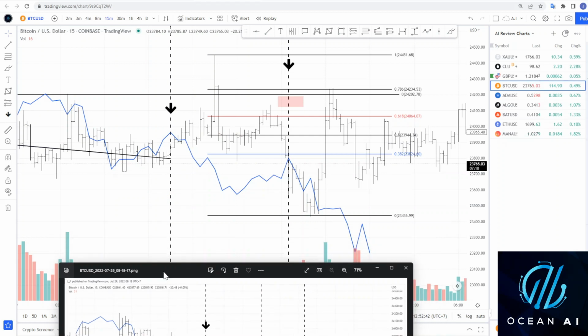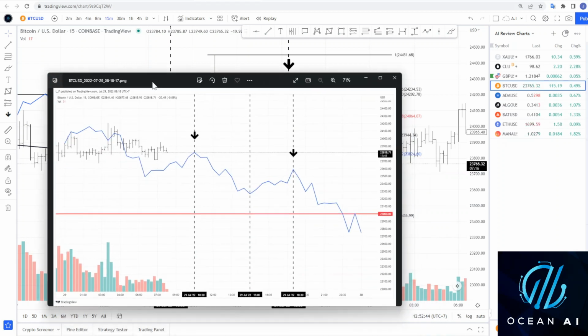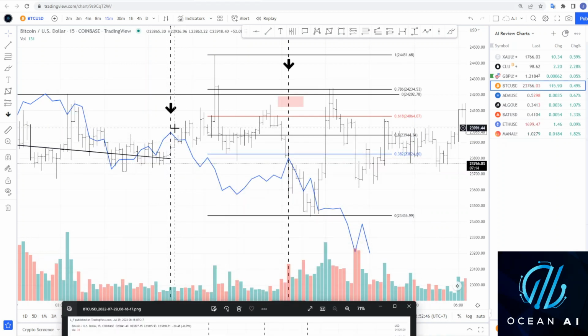I didn't mark. Oh yeah, I did. So what we got, this one here was sideways, sideways into the time here. So we're just chopping up and down, so there was no opportunity to go short or long there. So that's when you step aside. We've got the spike up here, and then it dropped down into this time. Then we've got a bit of a rally into here. So this timing was a little bit off.